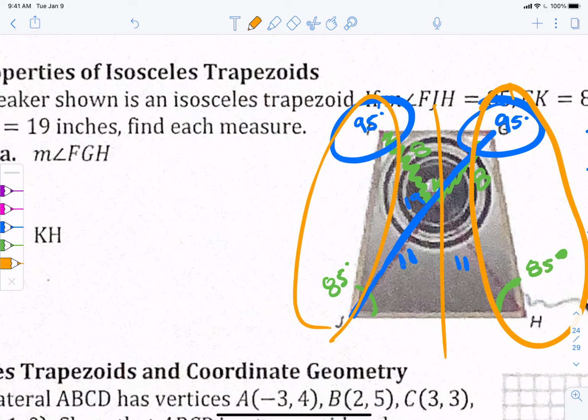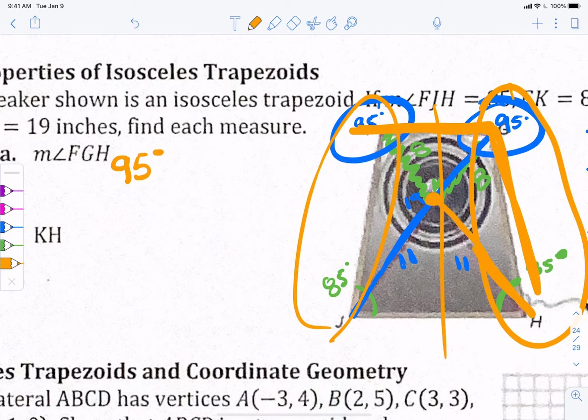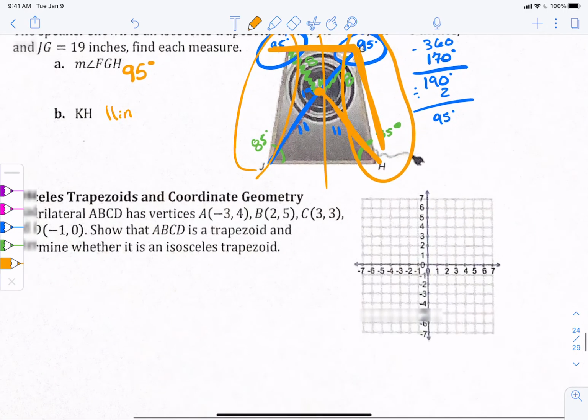Okay, let's answer the questions. What's the measure of angle FGH? 95 degrees. FGH is this angle right here. Okay? KH is just going from the center down to this corner. It is 11 inches. There you go. Okay? Good? Easy peasy.